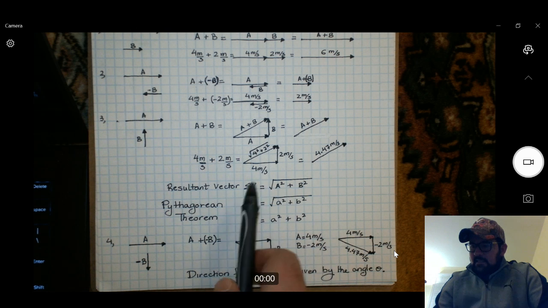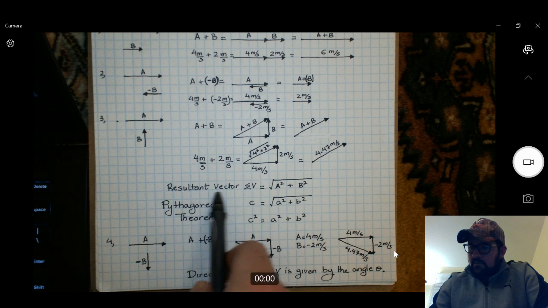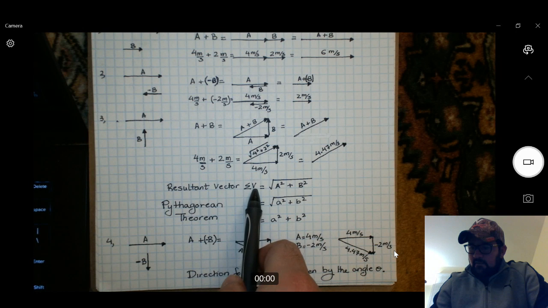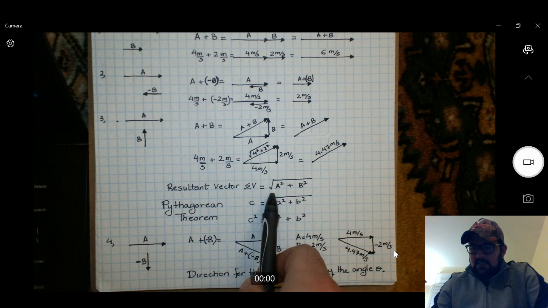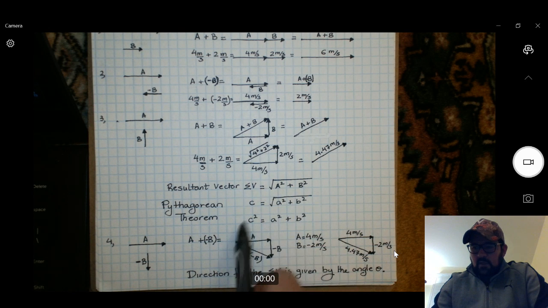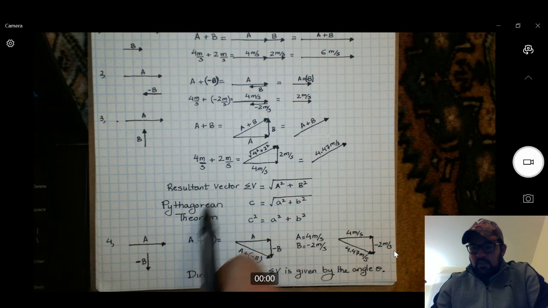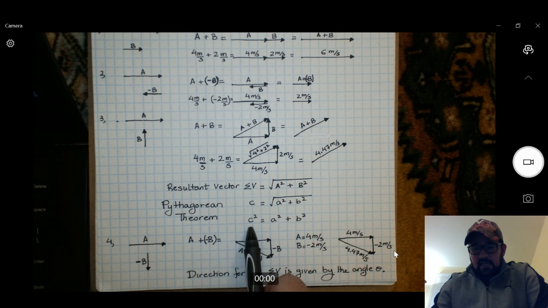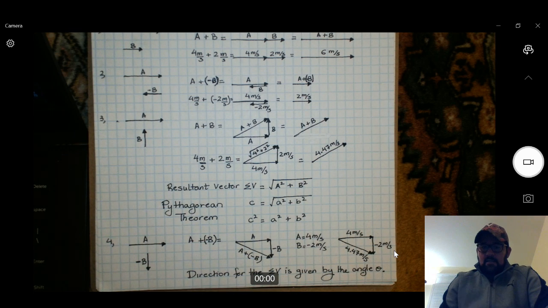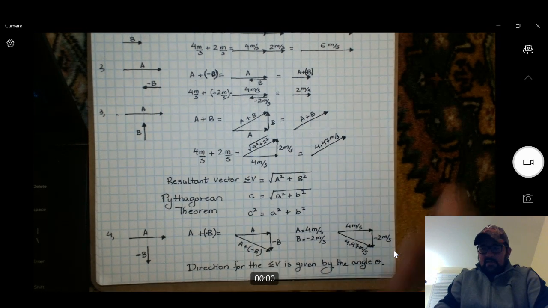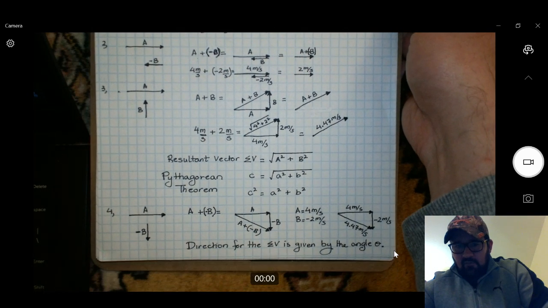Welcome back. This is where I left off. We were talking about the resultant vector. This is the symbol for the resultant vector. That symbol stands for sum. So that is the sum of the two vectors. And in this particular case, the sum would be the square root of a squared plus b squared, which comes from the Pythagorean theorem, because the Pythagorean theorem, as you were taught in your math classes, is c squared equals a squared plus b squared. Here's another example of vector addition, example number 4.